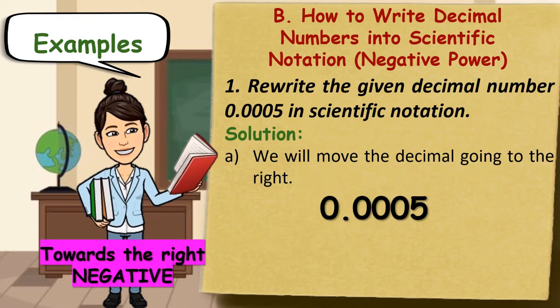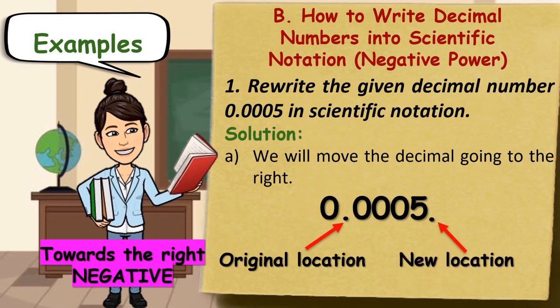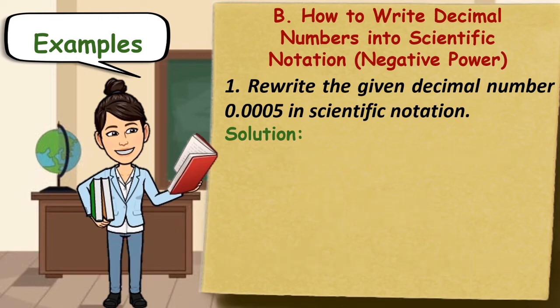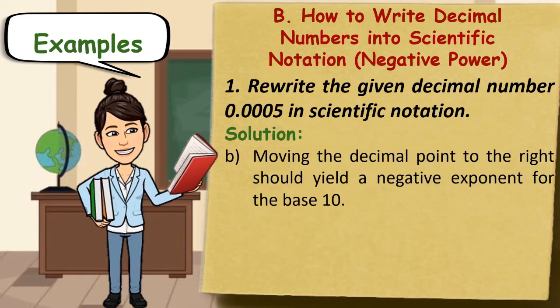Since the decimal is 0.0005, the original location of the decimal point is on the left. And to have a number part or coefficient that is greater than or equal to 1 but less than 10, we will move the decimal point towards the far right that makes 5 a whole number. Next, moving the decimal point to the right should yield a negative exponent for the base 10.